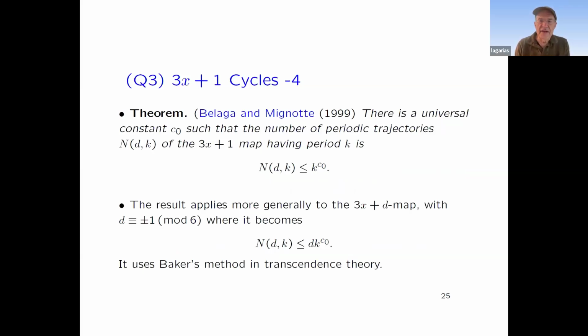Another theorem along these lines: if you restrict to the cycles of period k, again, Baker's method allows you to show you can't get anything close to the bound 2 to the k. You can get that the number of cycles of length k is k to a constant. And this applies more generally to the 3x plus d map, which I will come to. Next slide.